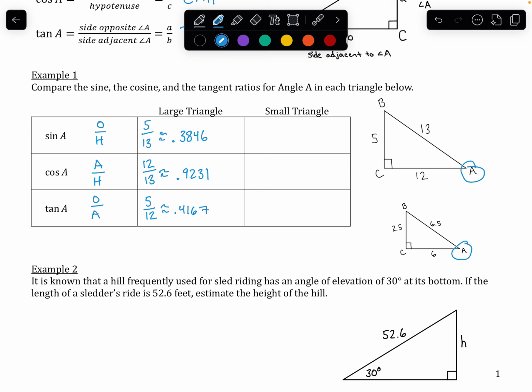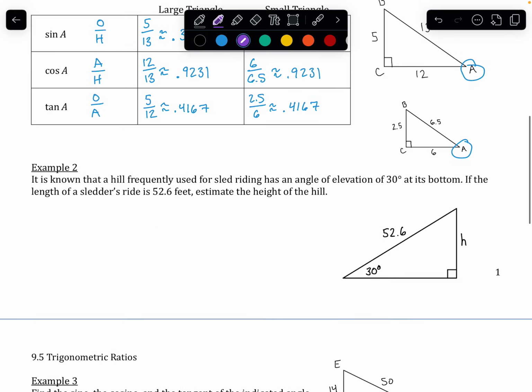Now let's do the small one. So I'm working with A. I want opposite, so 2.5 over hypotenuse, which is 6.5. Calculate that out, you're going to get 0.3846. Now adjacent is 6 over 6.5. We get 0.9231. Then opposite, 2.5 over adjacent of 6, 0.4167. So there's how you calculate it.